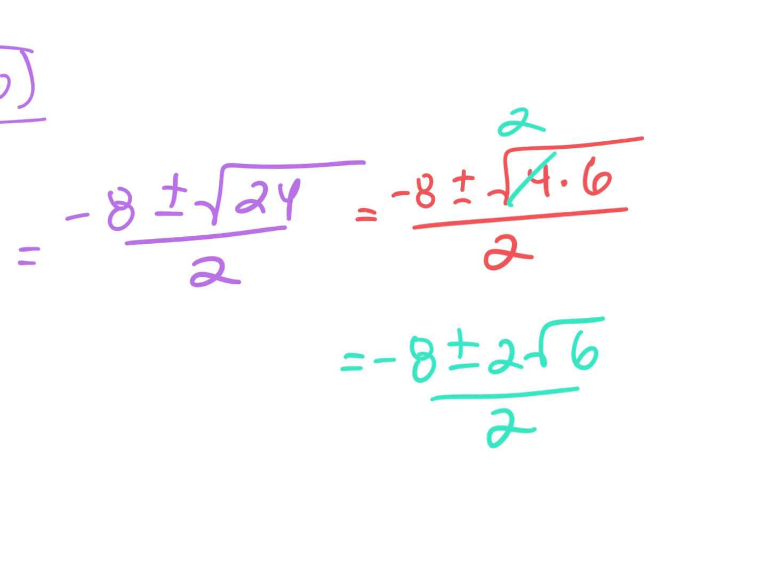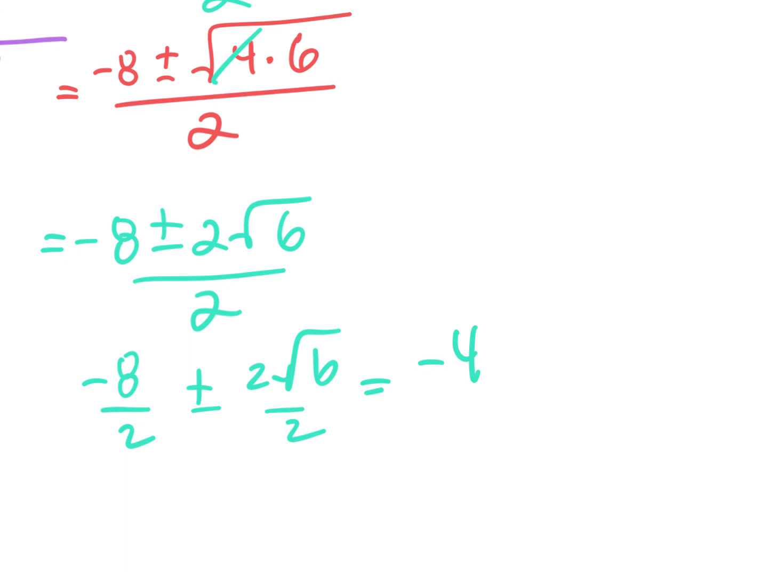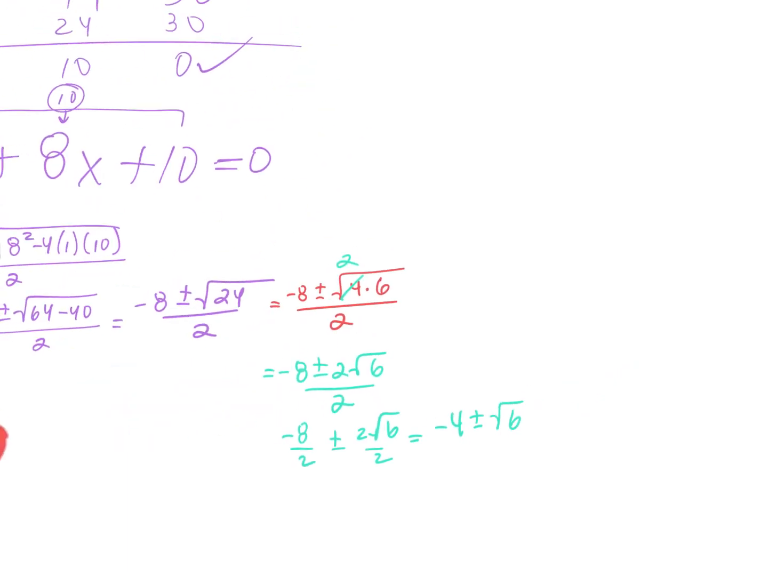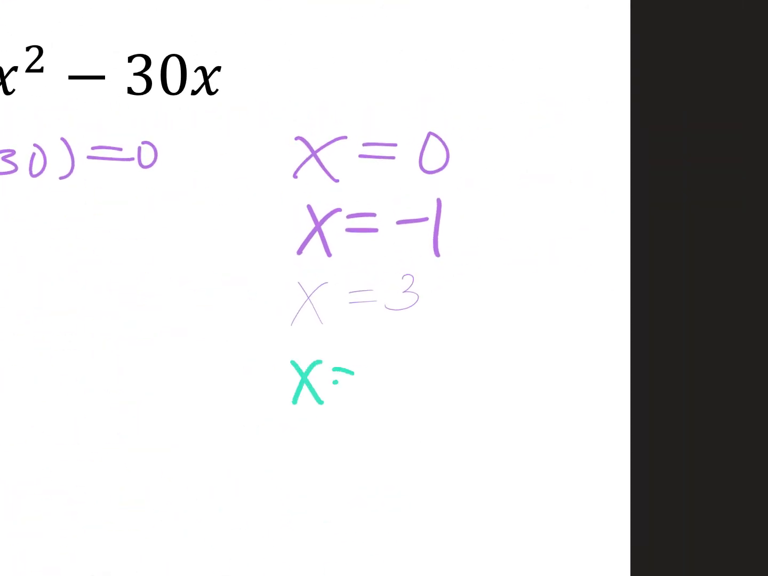All of that work. Are we done? No. Does 2 go into negative 8? Yes. Watch. Negative 8 over 2 plus or minus 2 root 6 over 2. This simplifies to negative 4 plus or minus root 6. Those are your other 2 answers. Negative 4 plus square root of 6. Negative 4 minus square root of 6.